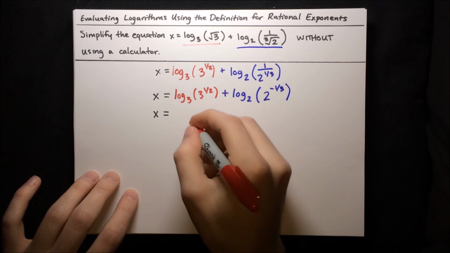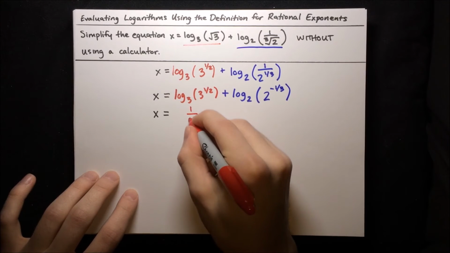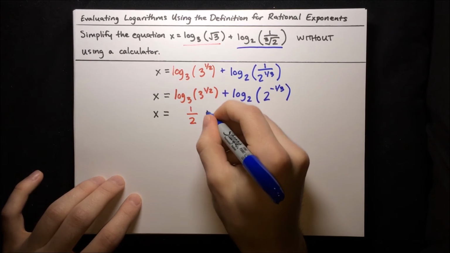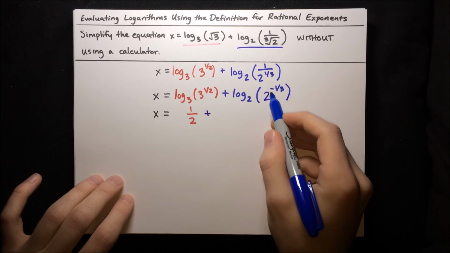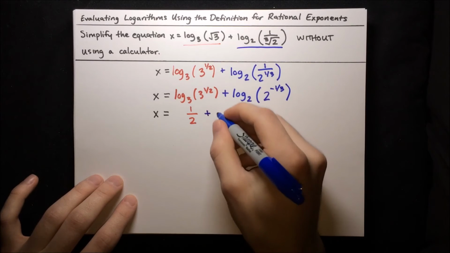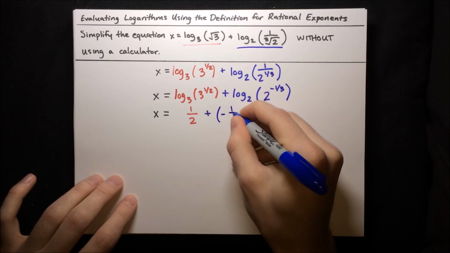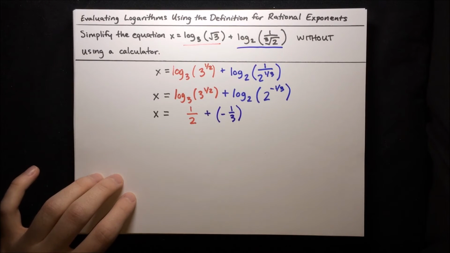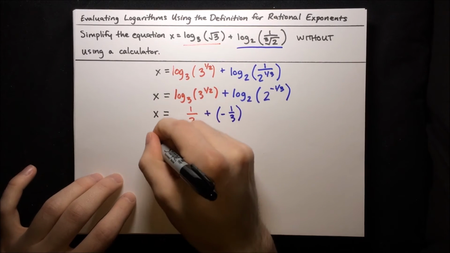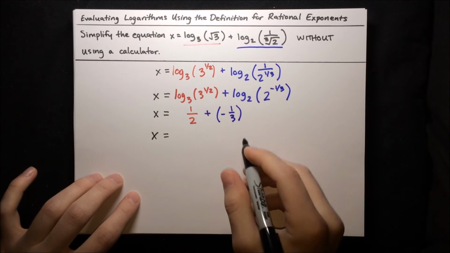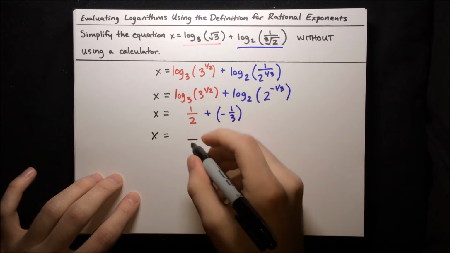The bases match up, so we just take the exponent 1/2, and then plus log base 2 of 2 to the negative 1/3. The bases match up again, so we take the exponent negative 1/3. And then it's just a matter of adding the fractions. So x is equal to, why don't we make these both over 6? That's the least common denominator.